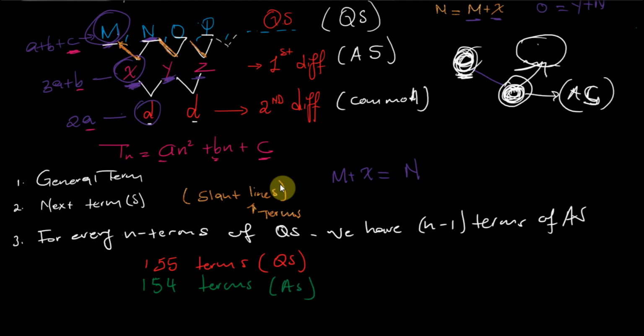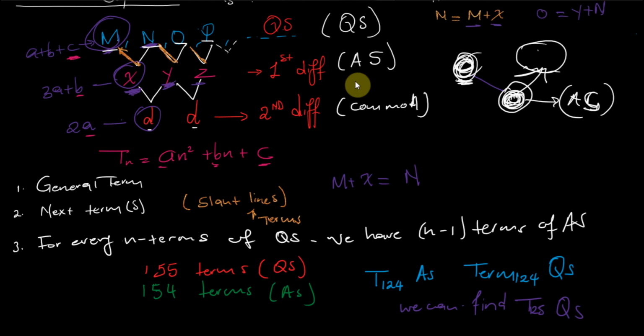Why is that even useful? Say that I give you term number 124 of an arithmetic sequence, and I give you term number 124 of a quadratic sequence. You must be able to see that we can find term number 125. So we can find term 125 of a quadratic sequence.